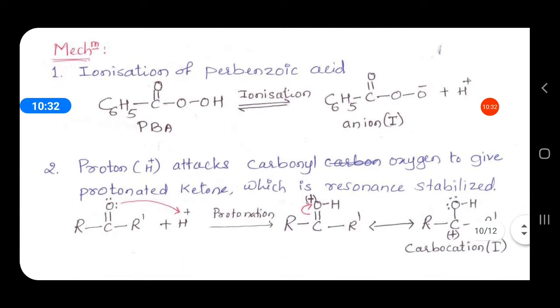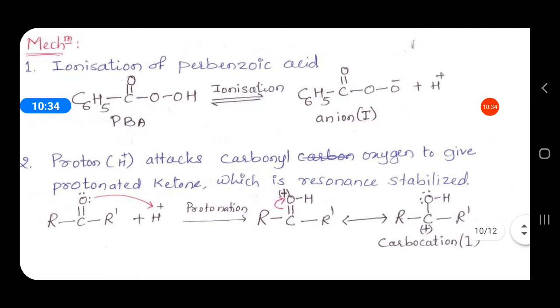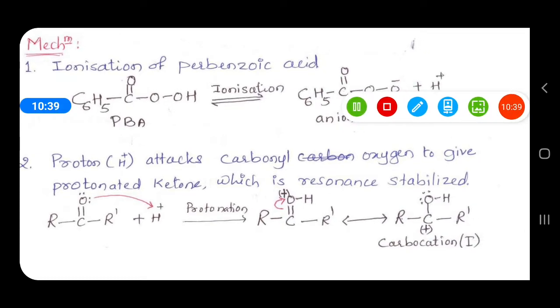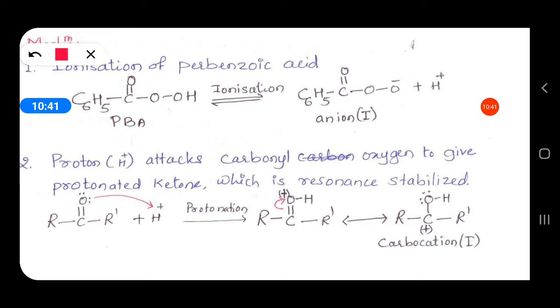We will see the mechanism of this reaction. For that mechanism, we will take an example in the presence of perbenzoic acid. The first step is ionization of perbenzoic acid. Perbenzoic acid acts as a peroxide, and it undergoes ionization at the OH bond.